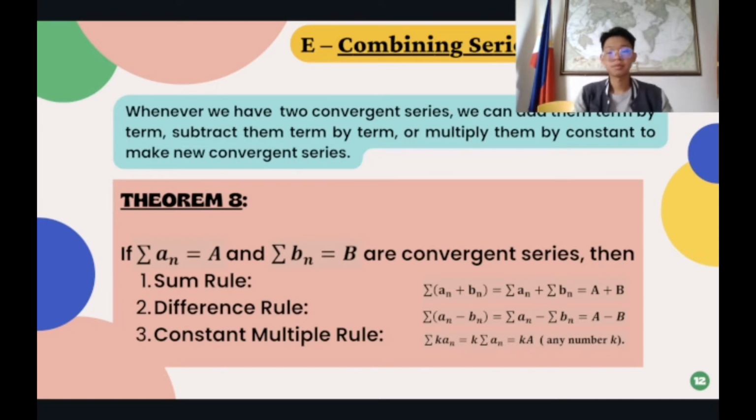And the third, the constant multiple rule: the sum of k times an equals k times the sum of an equals k times A, for any number k.